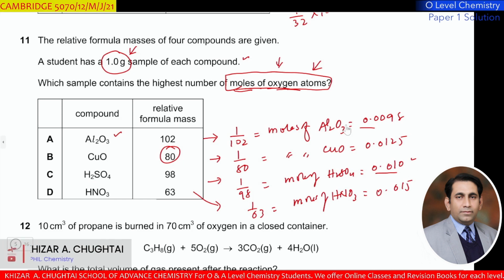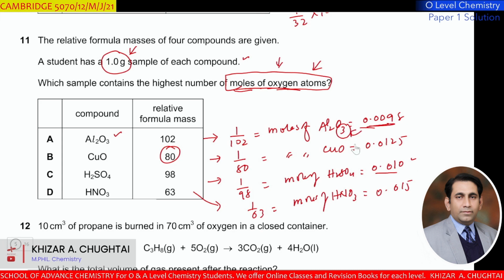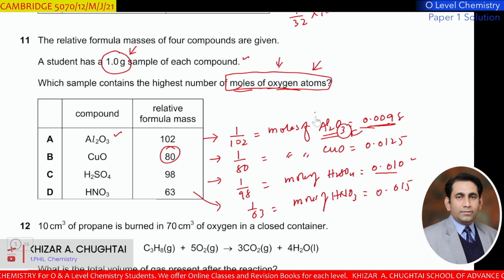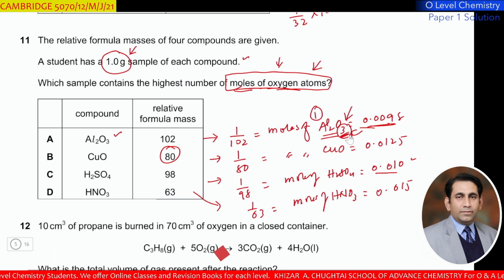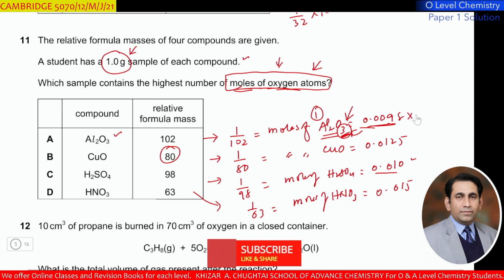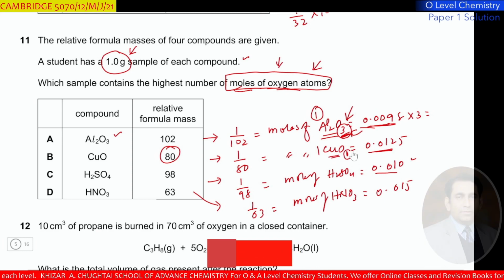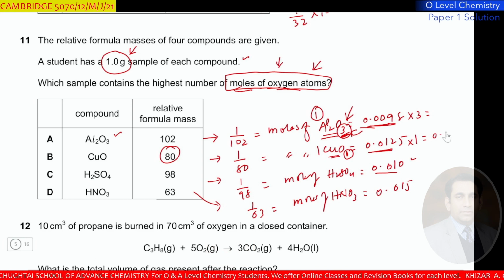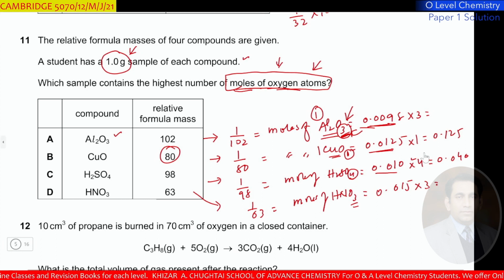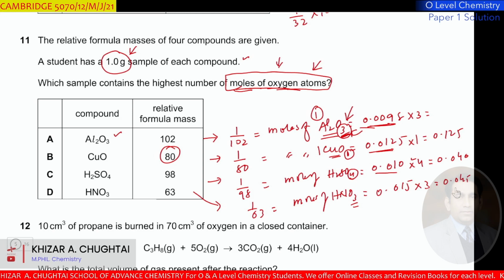To find the moles of oxygen atoms, I am going to multiply this answer by the oxygen atoms present in each compound. In 1 mole of Al2O3, how many moles of oxygen atoms are there? 3 moles of oxygen atoms. So multiply by 3. For CuO we multiply by 1, because 1 mole of CuO has 1 mole of oxygen atoms, so the answer remains the same. For H2SO4 there are 4 oxygen atoms, so I will multiply by 4, which gives 0.040. For the last one, we multiply by 3: 0.015 multiplied by 3.